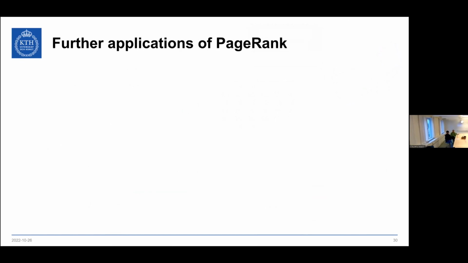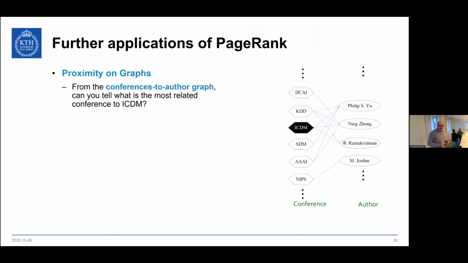Now, further applications. There is one more thing we can do: we can measure proximity in a graph, like how a specific node is similar to any other node in the graph. That can be very useful in many applications. For example, in a graph where we have conferences and authors where they published, if I asked you what is the most related conference to ICDM, just by looking at the graph that would not be straightforward. You could say, let's take the shortest path, but there are many paths to other conferences, so we need a better measure of proximity.